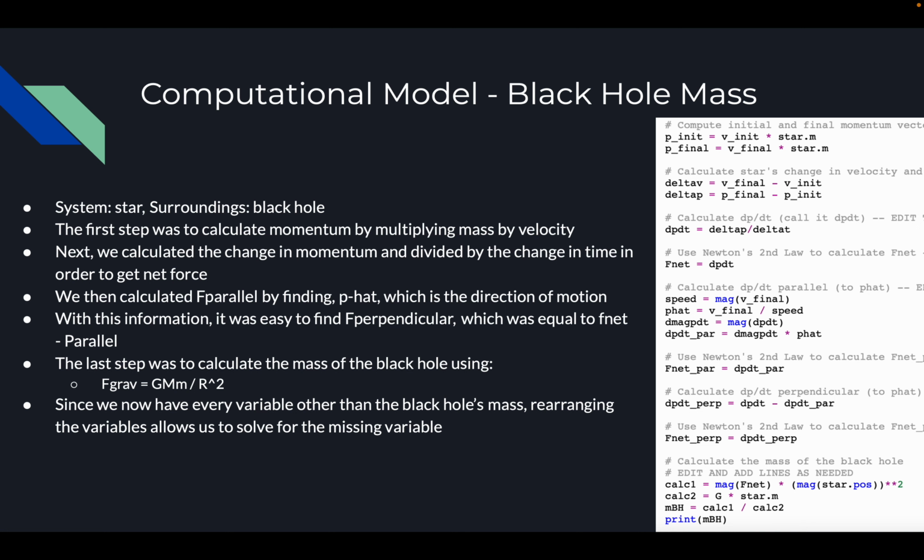The first calculation we did in our computational model for calculating the mass of the black hole was to multiply mass by velocity in order to find momentum. We then found the change in momentum over the change in time, as well as the p hat vector, which could be multiplied together in order to find dp/dt parallel as well as dp/dt perpendicular. We could then find F net, which was equal to dp/dt, and then use this in our formula for gravity to find the missing variable of the mass of the black hole.